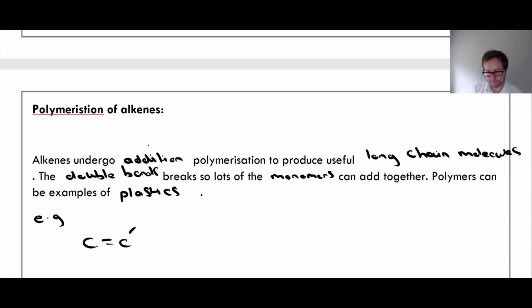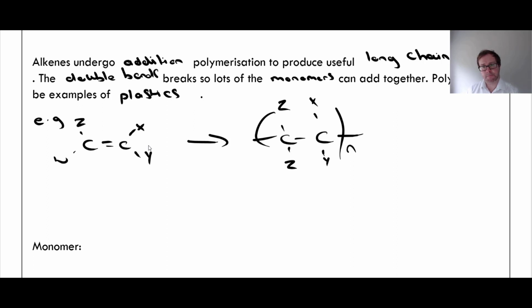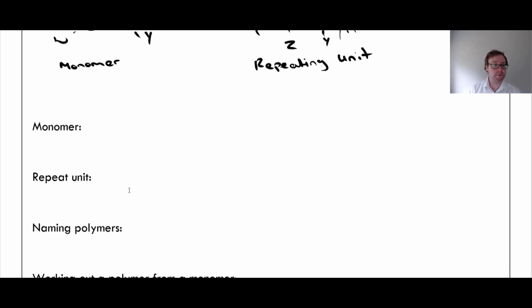for example, this is my example of my monomer. I'll explain what they are in a second. I can break these double bonds to produce a chain, and these brackets represent that this will just repeat. So I'd call this a monomer, and this would be a repeating unit. And we can describe these below.